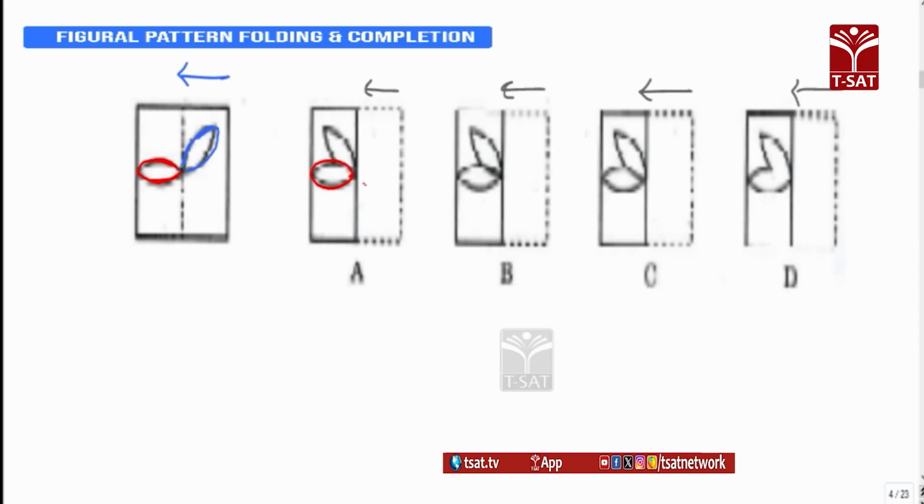So that is the reason, and this figure is starting from here. That is the reason your answer A is wrong. Your option A is wrong. But you see this option B.